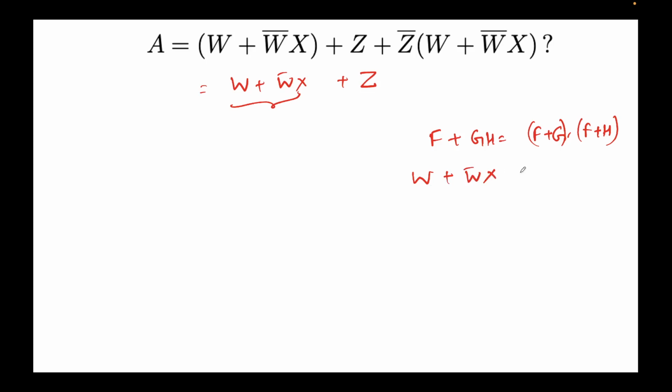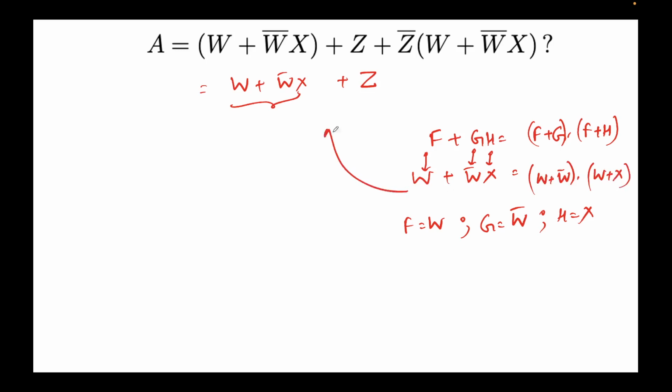So what I can clearly see from here is that f is w, right? Just by comparison, f is w, g is w bar, and h is x. And I can write w plus w bar x as f plus g into f plus h. What is f plus g? W plus w bar, times f plus h, that is w plus x. So let's put this value over here. So this term a will come out to be w plus w bar times w plus x. This is the first term, and plus z will come as it is.